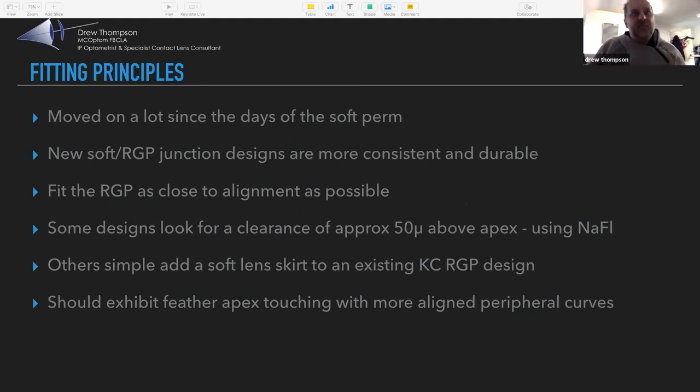Fitting principles are these. We basically fit them very similar to an RGP fit. You fit as close to alignment as possible with a feather touch on the apex of the cornea. Some of the systems, particularly the Ultra Health from Synergize in the US, recommend approximately a 50 micron tear layer above the apex of the cone. They come with fitting guides to tell you how to do that. Fairly simple method. Others, you can use a keratometer or a topographer to help you fit. But you're after this apex touch, feather apex touch.